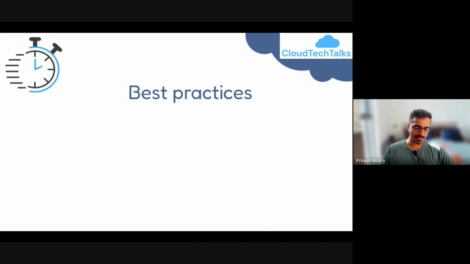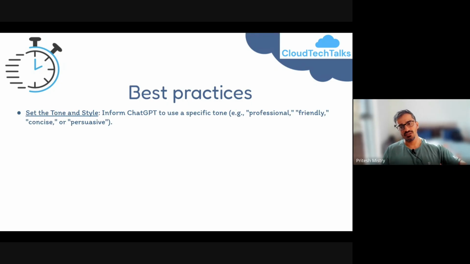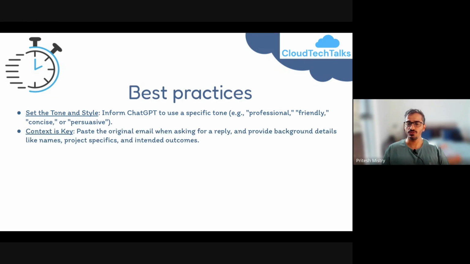Finally, I come to best practices. What I would say, are the top few things that you should do when it comes to emails. Setting the tone and style. So here you see that professional, friendly, concise, these are all different kinds of tones to emails. Depending upon who you're speaking with, you would always want to change this. So this helps from a contextual standpoint, and it helps you create specific emails in line with who you're speaking with.